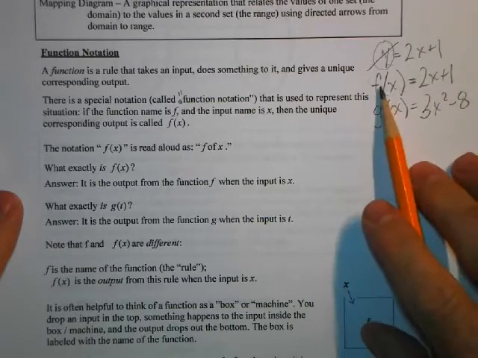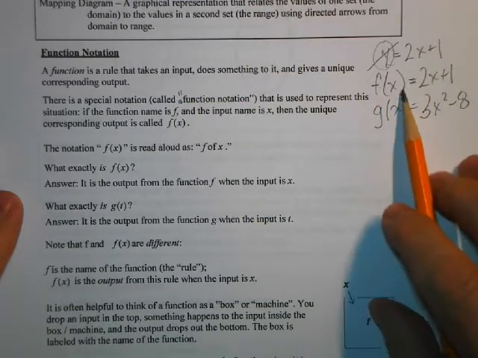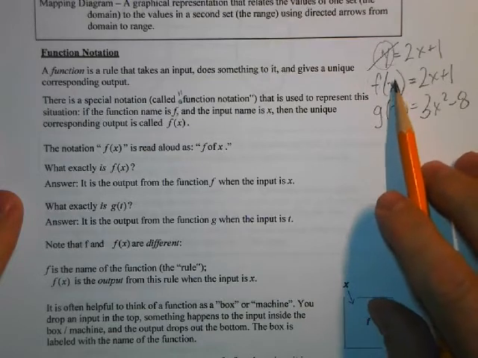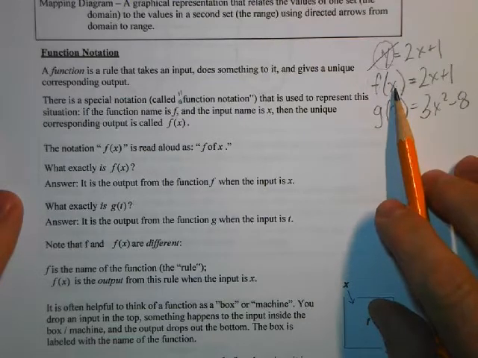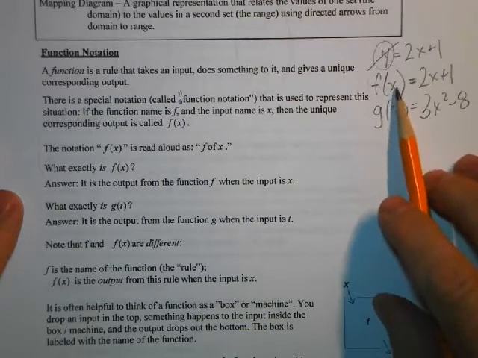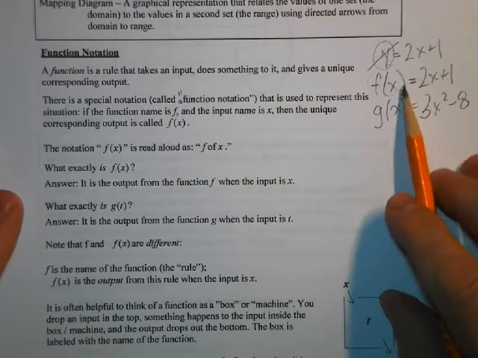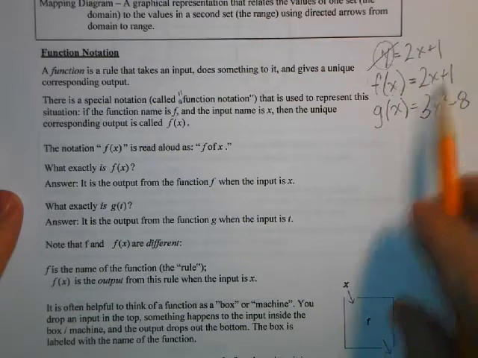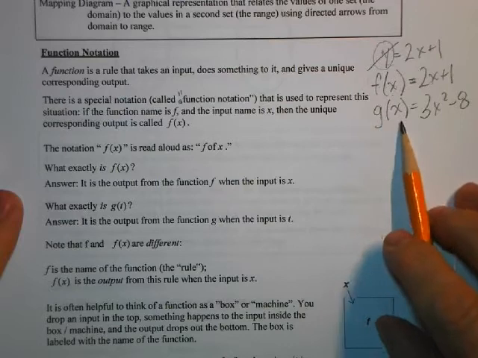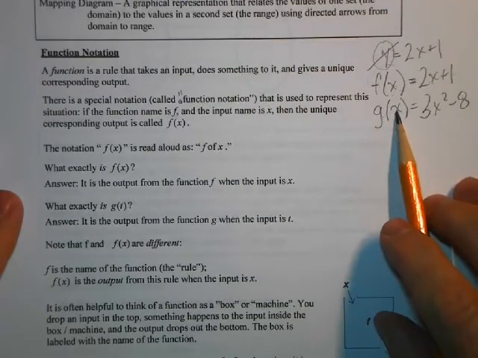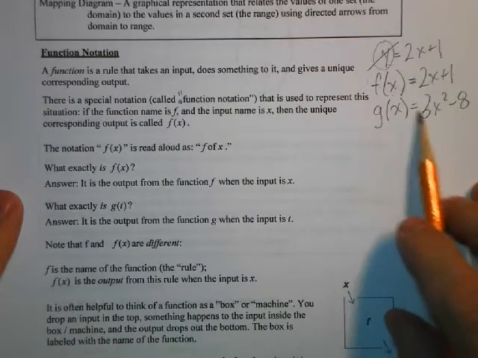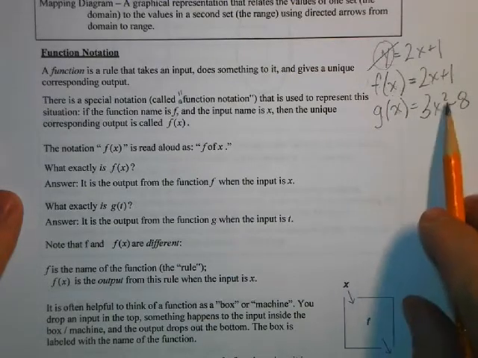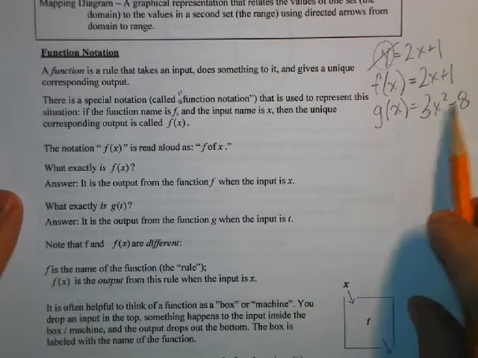Now, this function f, what's inside the bracket is what we're basically using as input to this function. So this is defining the function. It says the input's called x, and what we do to the input x is we multiply it by 2 and we add 1. With the second function g, we're also using x as our input variable. And what we do to that input, you can see over here, we take that input, we square it, we multiply it by 3, and we subtract 8 to get our output.